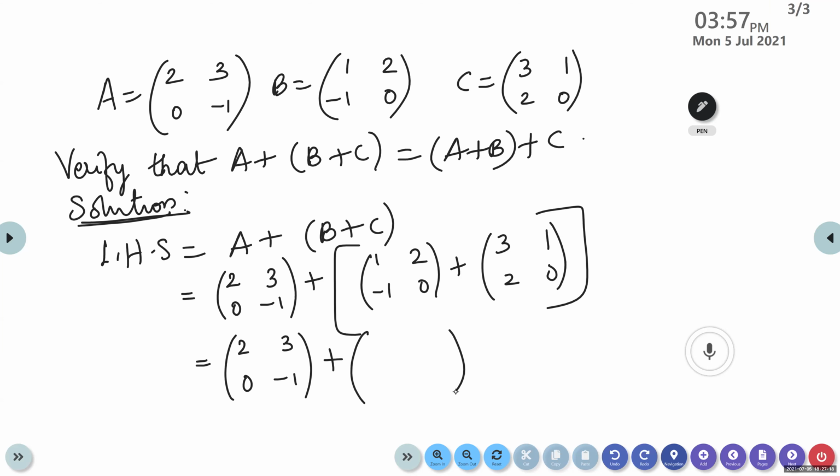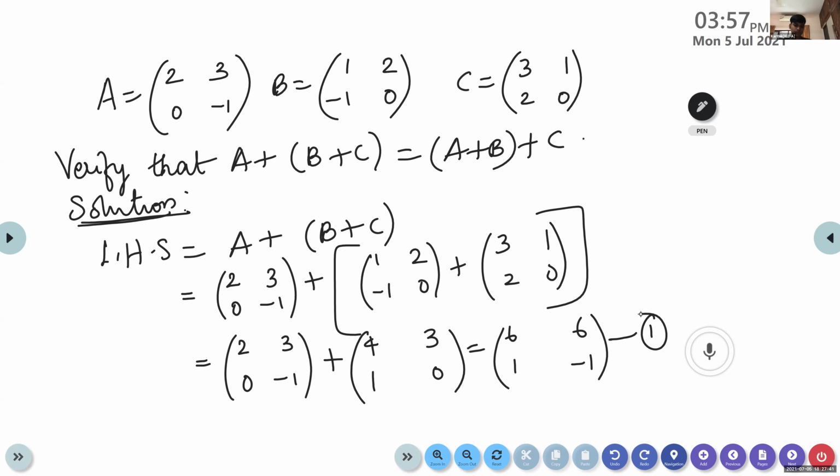Ma'am, 4, 3, 1, 0, 0. And what about this one? When you add these two, what will you get, Karthik? Ma'am, 6, 6, 1, minus 1. Okay, name this as equation 1. Same way, you do the RHS and check whether they are equal. We should get equal. It will be equal only.